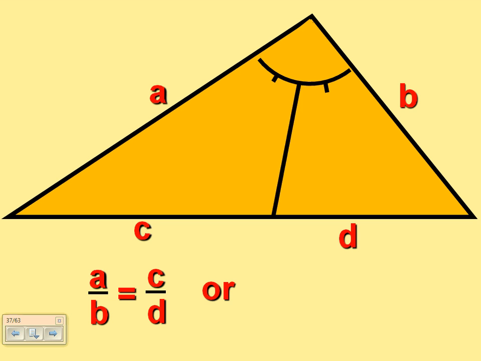Does anyone know another way to write this proportion? Jake: D over C equals B over A. Oh, that's the same thing because you just flipped it around, right? But can anyone tell me another way you could possibly write this? Max: A over C equals B over D. Good. A over C equals B over D. Both of these should work.